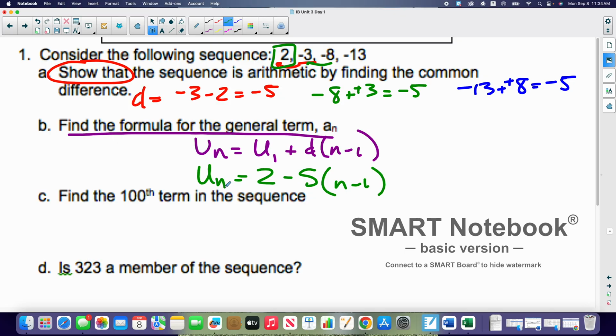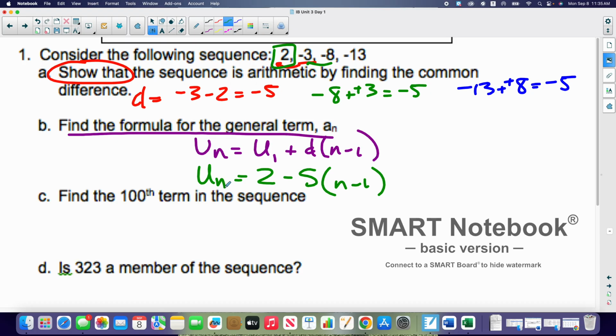What term number is it? I can go find it. As long as you have the first term and how to move, which is my common difference, then that's my general term, and I can do any problem you ask me to do from now on. Okay? That's my general term right there.